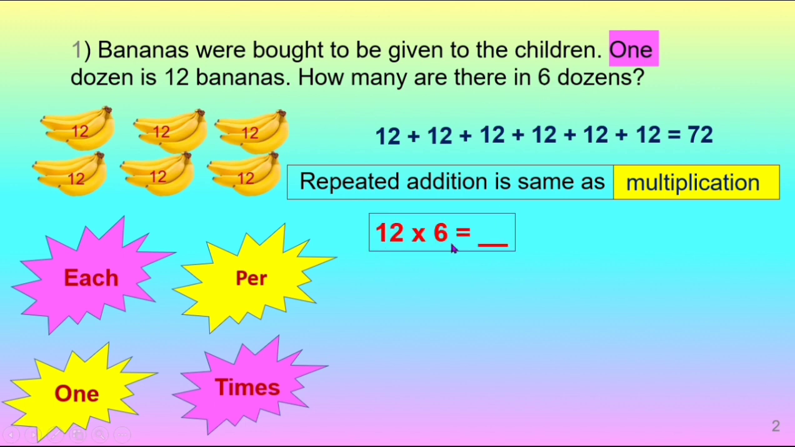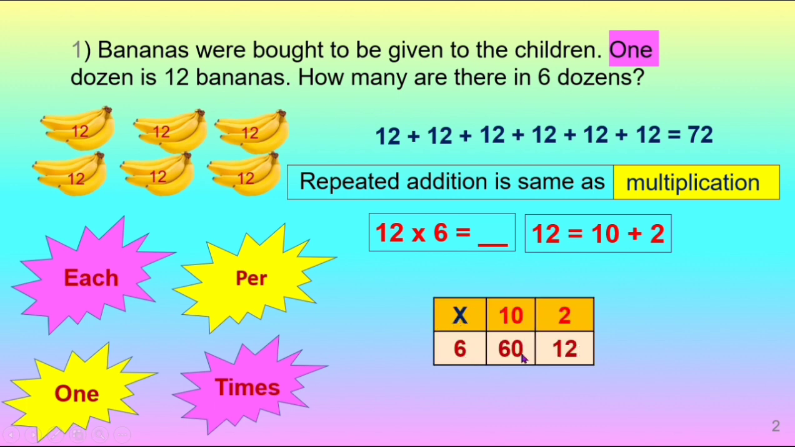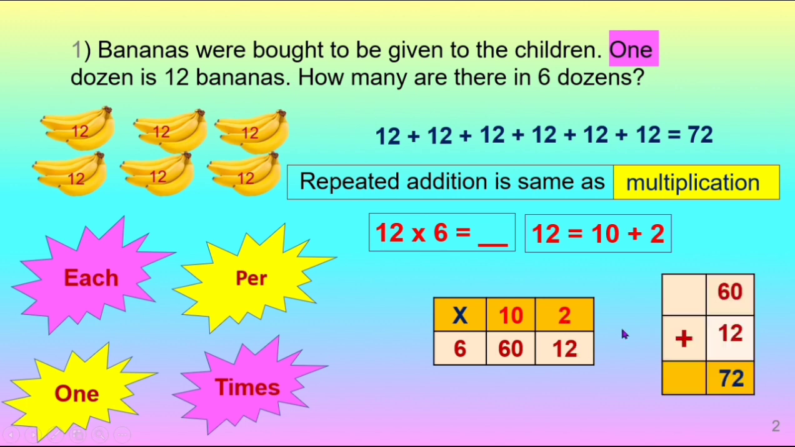So we do multiplication. 12 times 6, lattice method. 12 is 10 plus 2. You arrange it. 6 tens are 60. 6 2s are 12. You add 60 and 12 and you will get the answer. So you will write down, there are 72 bananas in 6 dozens.